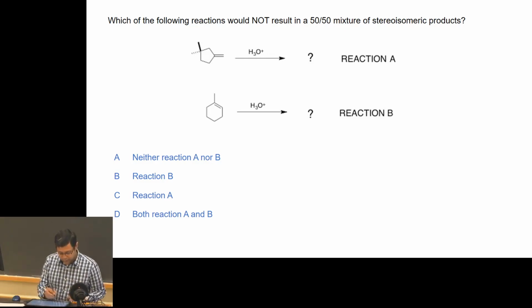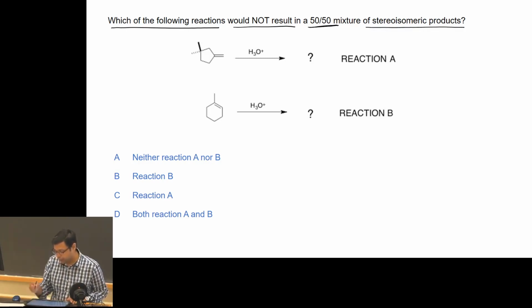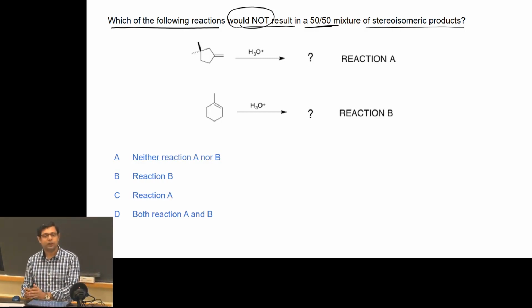All right, let's take a look at this question. Which of the following reactions would not result in a 50-50 mixture of stereoisomeric products? Now always keep in mind you will get 50-50 mixture only when you're forming enantiomers. When the relationship between the products you form are enantiomers, that is when you will get 50-50. So this question is asking you when you will not get 50-50, which means you're looking at a scenario where you are not forming enantiomers as products. Right? So let's take a look at both of these reactions.